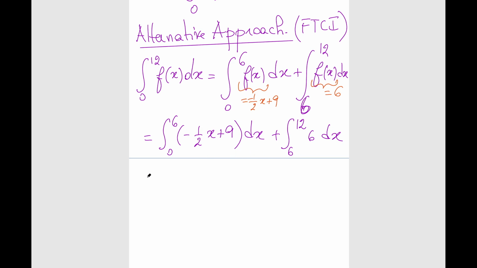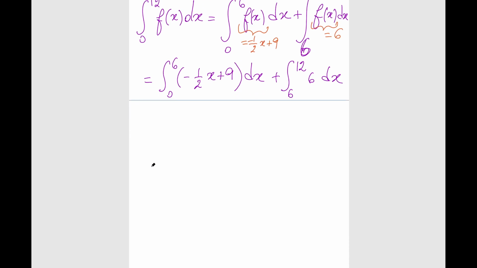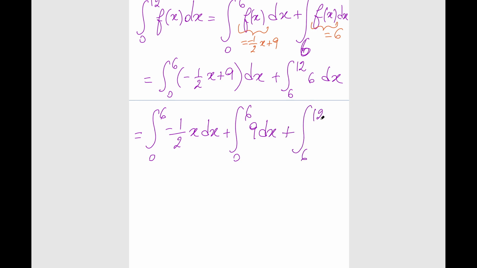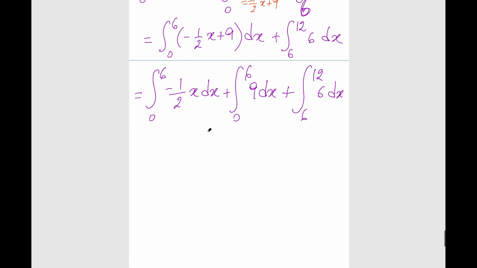Correct? You know what? I changed my mind. I want to continue this just for you to be able to see me doing it again. All right, let's split this. One of the properties we know is that the integral commutes with addition, so I can split addition. So this becomes the integral from 0 to 6 of minus half x dx plus the integral from 0 to 6 of 9 dx plus the integral from 6 to 12 of 6 dx. Agree with this so far?